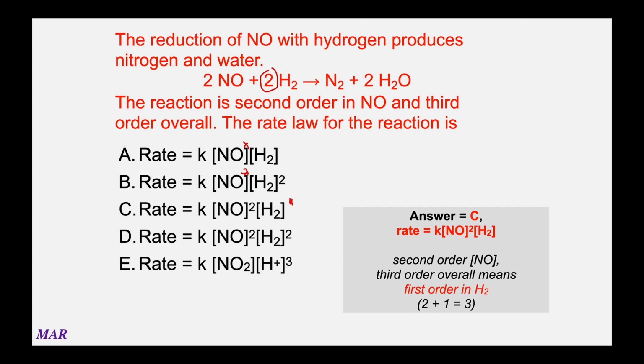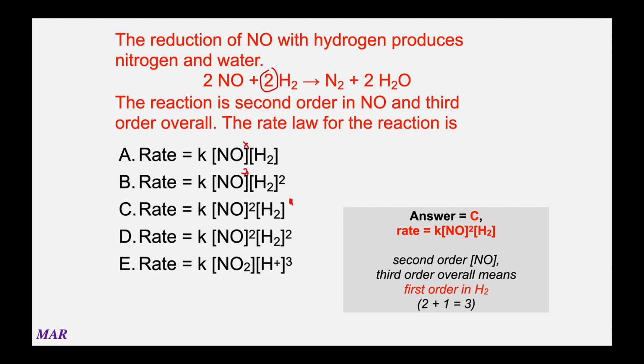The reason for it is that if you have a multi-step mechanism, the slow step is reflected in the rate law. So if this reaction is second order NO and first order H2, in the slow step, that means you have 2 NOs and 1 H2 coming together to do something. And then because there is a stoichiometry of 2 for the H2, there's going to be a subsequent faster step where a second H2 is reacting with something.